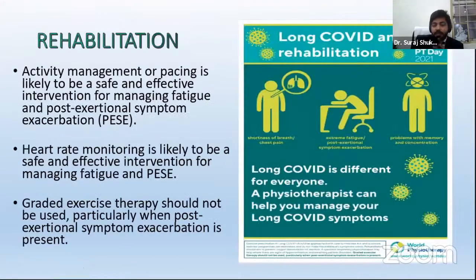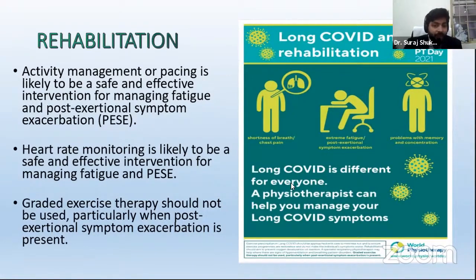So rehabilitation, this is a poster given by the WCPT this year, long COVID and rehabilitation, in which they mentioned that long COVID is different for everyone. It might not be the same. And a physiotherapist can help you manage your long COVID symptoms.